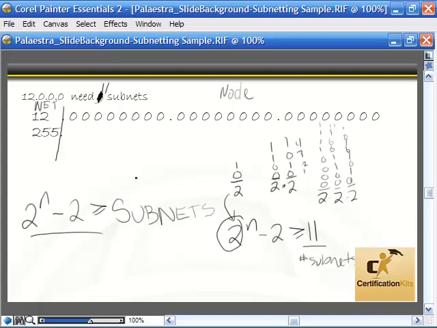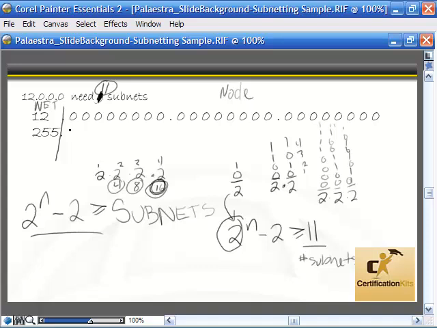So what I have to figure out is how many binary spaces I need to get 11 combinations of zeros and ones, because each different combination is a different subnet. All I do to figure this out is I go 2 times 2 is 4. That's not a big enough number yet. Times 2 is 8. Not a big enough number. Times 2 is 16. Is that bigger than 11? Yes, it is. So it takes 1, 2, 3, 4 binary spaces to get 16 combinations of zeros and ones.